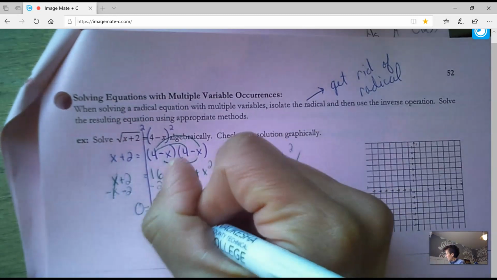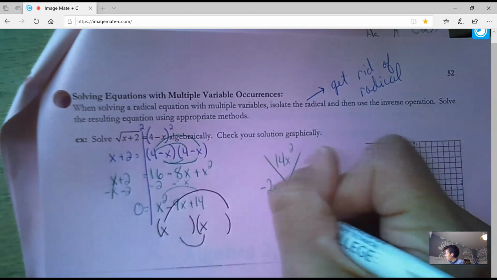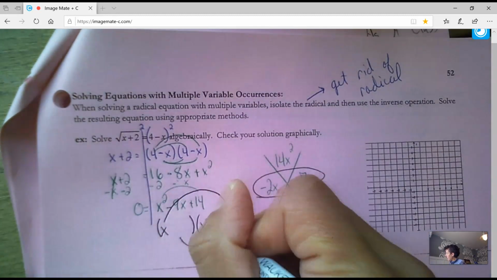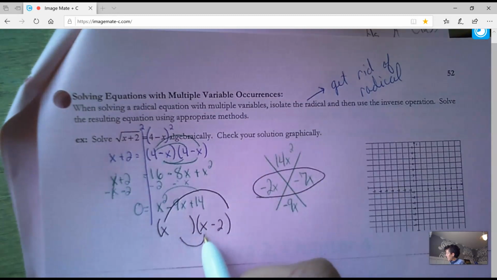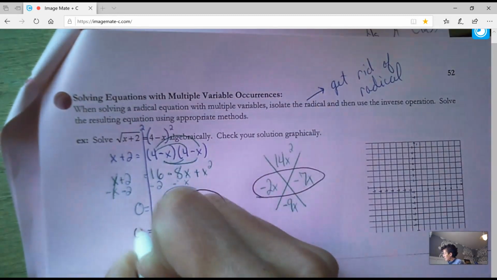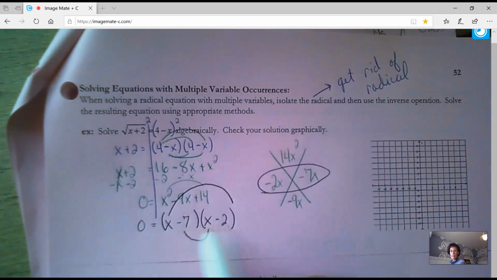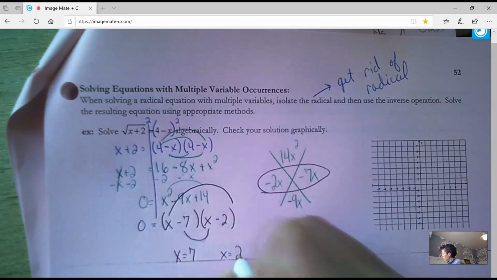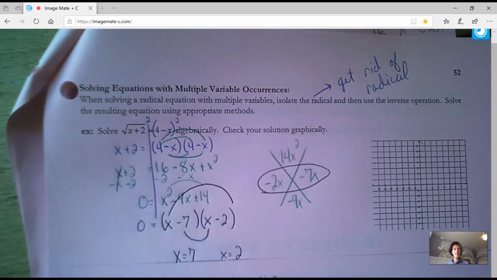And now I'm going to draw a loop to try to get these numbers. So x times what can make this minus 2x? It's a minus 2. And then x times what can make this? That's a minus 7. And then it's simple, just what makes these equal 0. So I get 2 answers, 7 and 2.